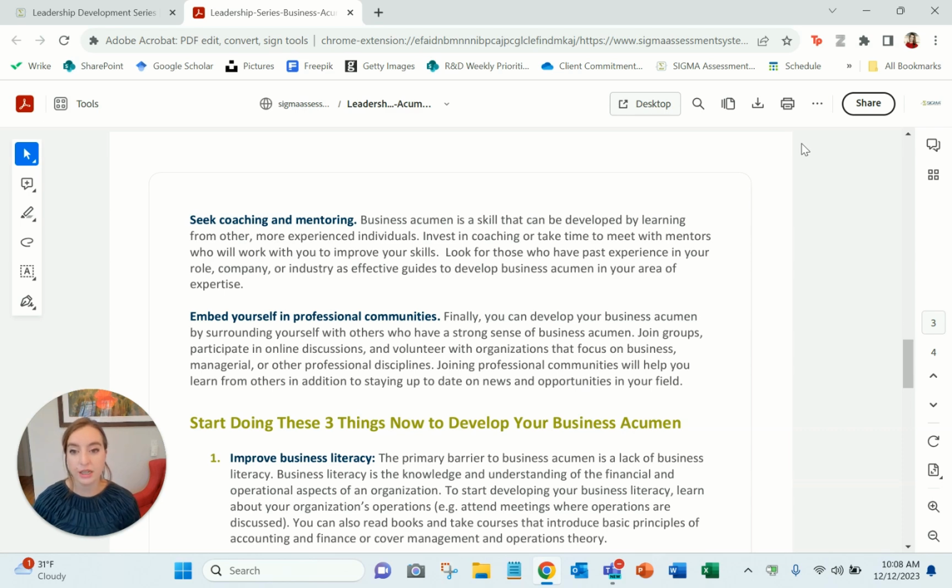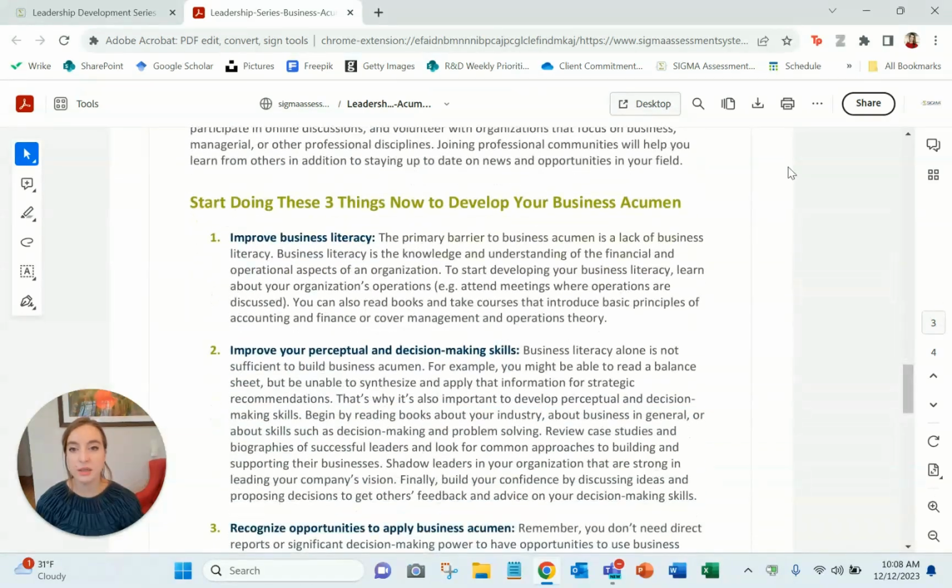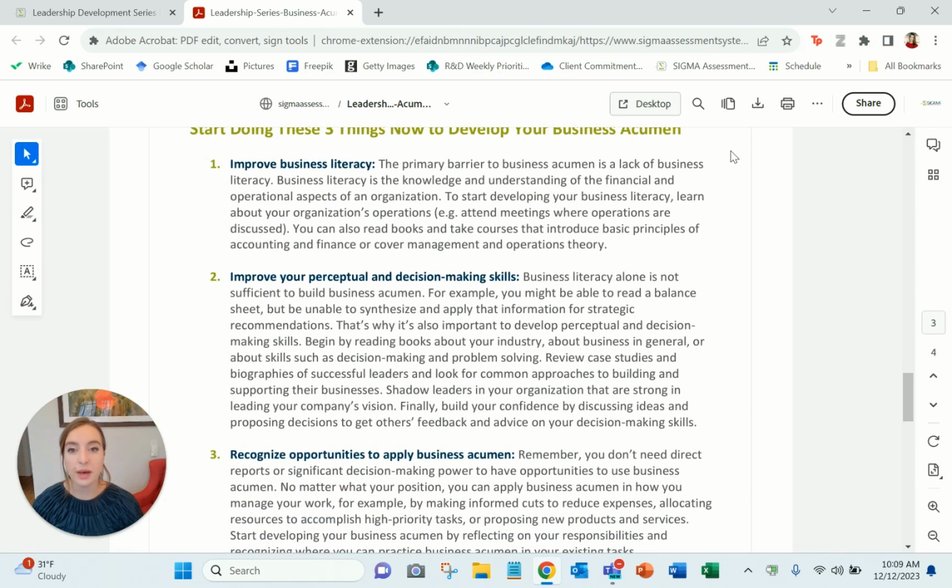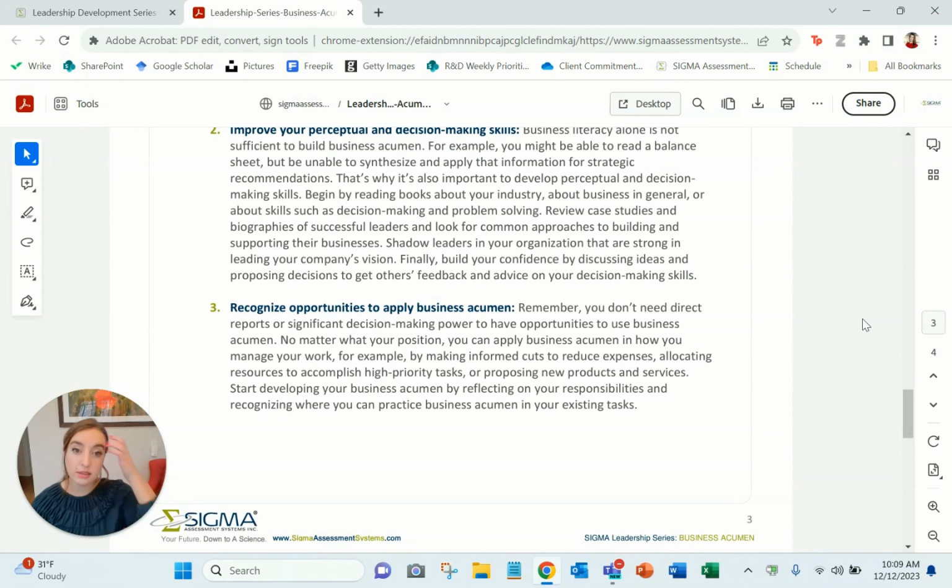We have 3 more tips for you in the space of business acumen if you're looking to start now, such as improving your business literacy by taking a business course or reading a book that covers basic principles of business. We also have recommendations on how you might improve your perceptual and decision-making skills, or recognize opportunities to apply business acumen, taking knowledge to application.